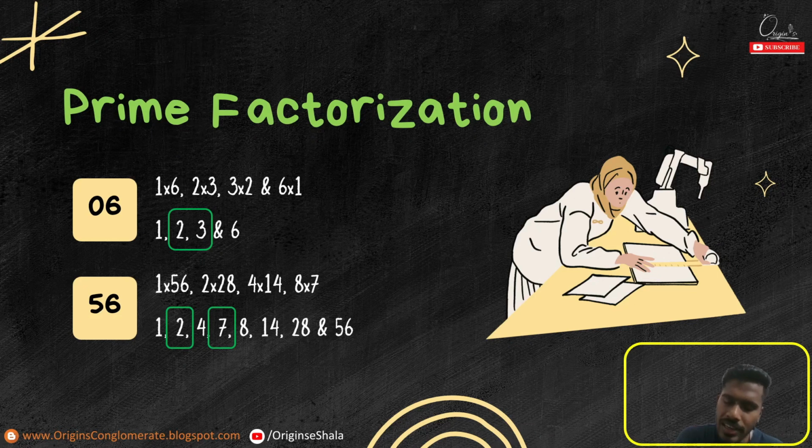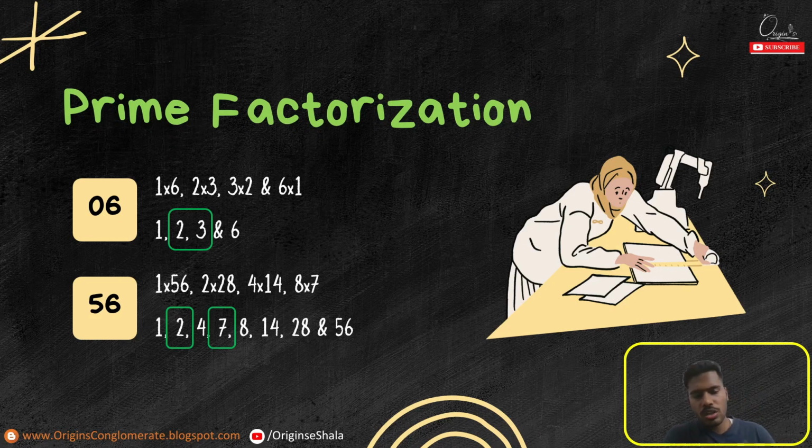But it doesn't stop there. I need to represent this number only as their multiple. That means in the 6 case that will be 2 into 3, and in the 56 case that would be 2 raised to something into 7 raised to something, or I can write it like 2 cube into 7. That is called prime factorization. I am writing it as a multiple, but of course only using prime numbers.